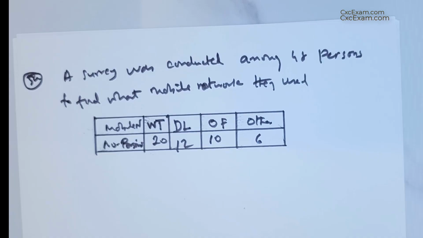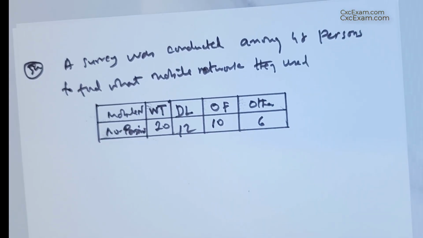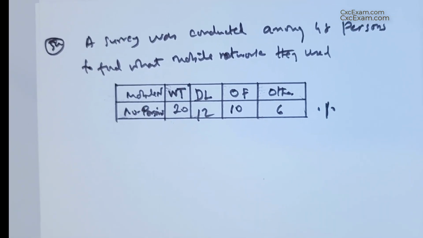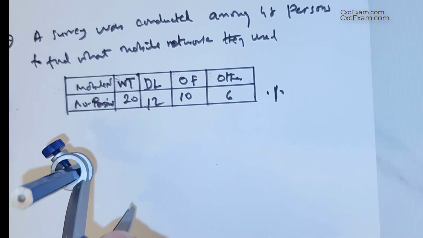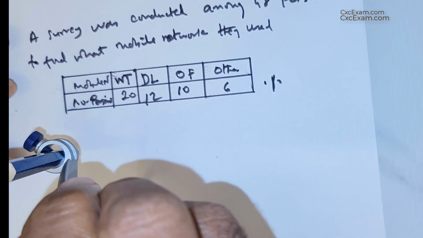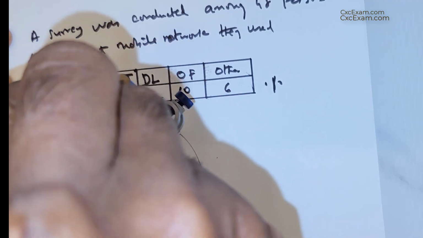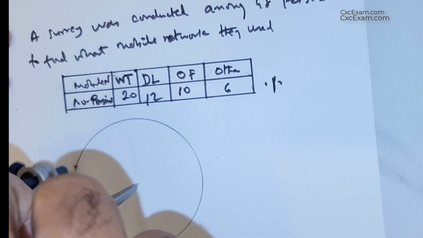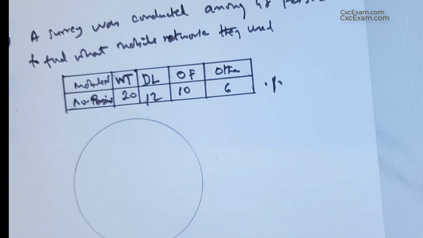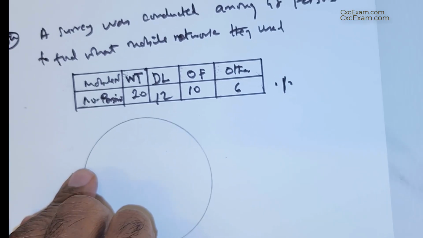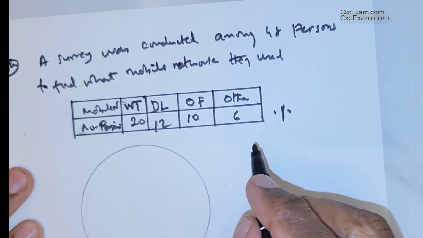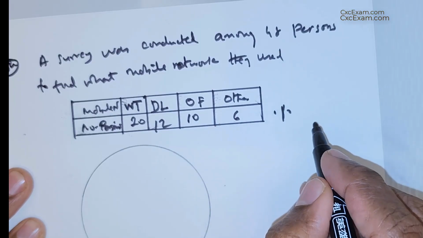Now we are asked to draw the pie chart. Okay, so with regard to percentage we have to do that. So let's see how to do that. First let me draw the circle. So this is the first step. This is actually a complete pie. With that done, we will first calculate the percentages. Totally we have 48.